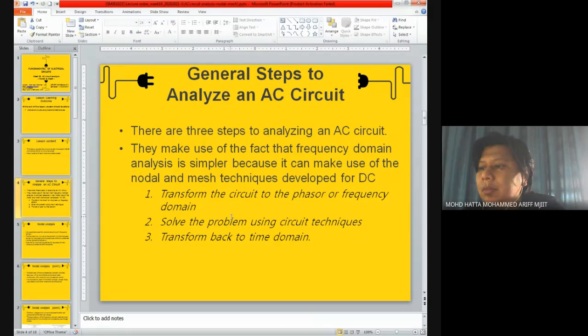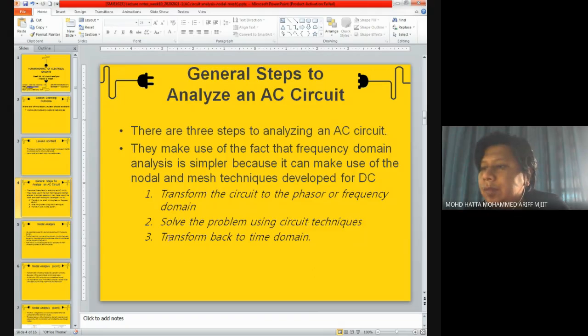And after we convert from the time domain into the frequency domain, we can easily solve any problem inside a circuit using any circuit analysis technique. You can try to use mesh, nodal, superposition, or source transformation. Any circuit analysis technique can be applied after you transform your circuit into a frequency domain circuit.